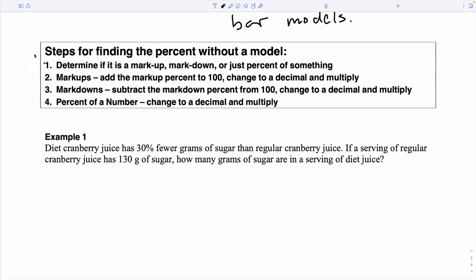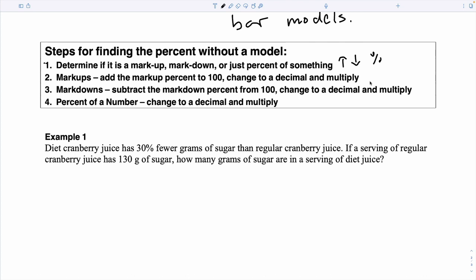This stuff is important. First thing you do when you read is determine, is it mark up, is it mark down, is it percent? If it's one of those things, you're going to write me a note to the side, Aiden, sit up, and you're going to put an arrow up, arrow down, or a percent sign. That's the first step. You need to tell me what type it is.